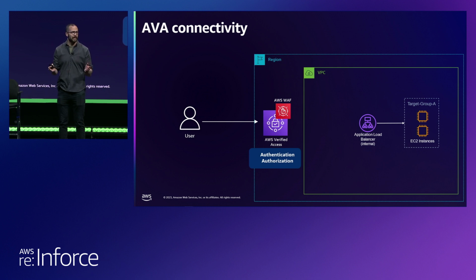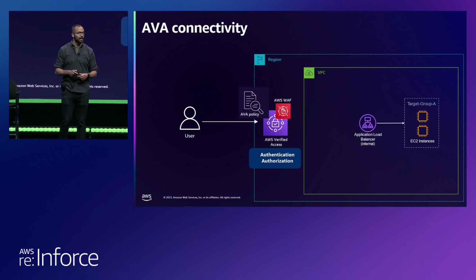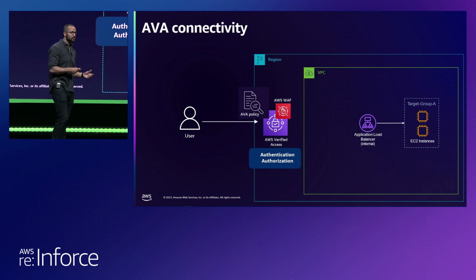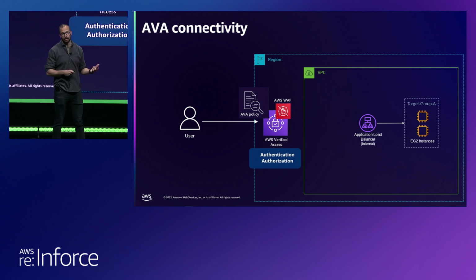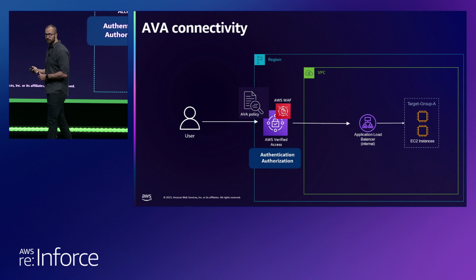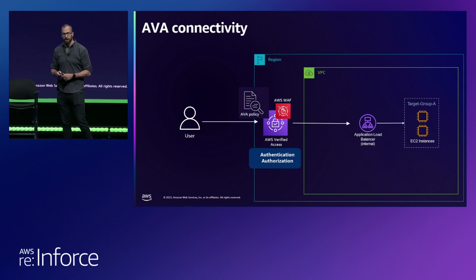We would set up DNS so that the application points to AVA instead of whatever our actual application was. We will apply a policy here to decide if the user is authenticated and if we can authorize the user to continue connecting to the backend. And if successful, traffic is going to be forwarded to the application load balancer.